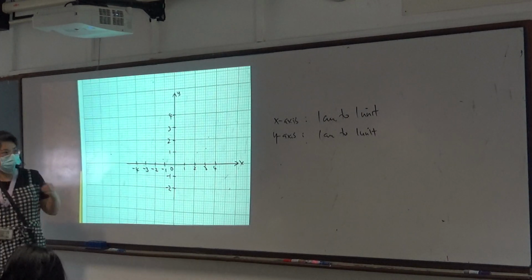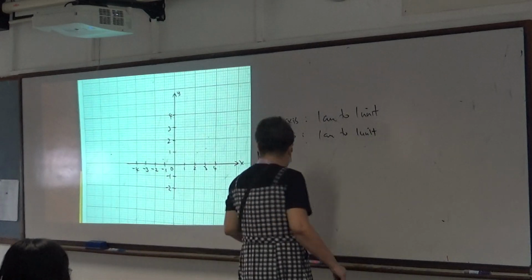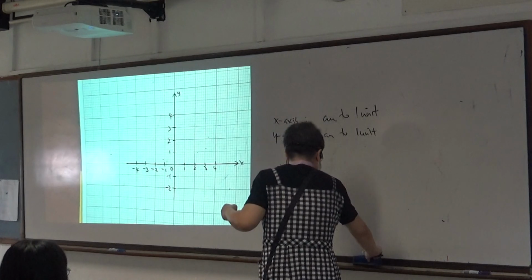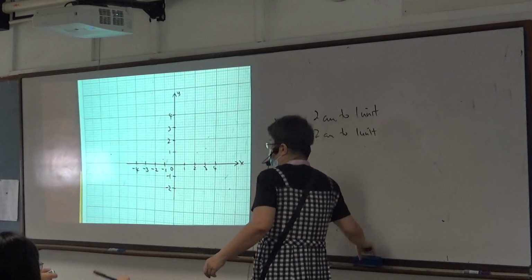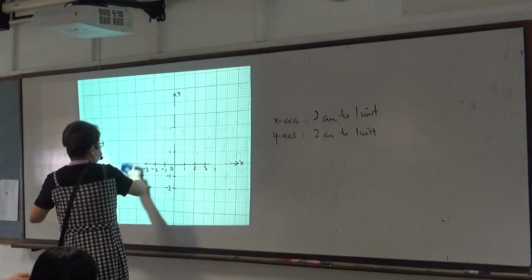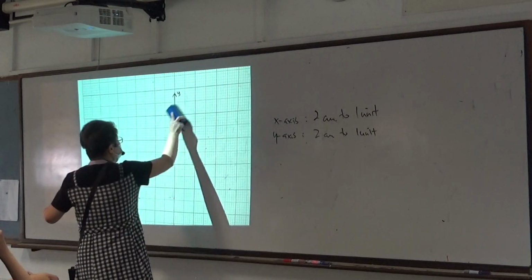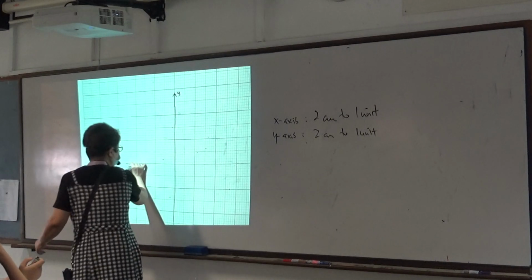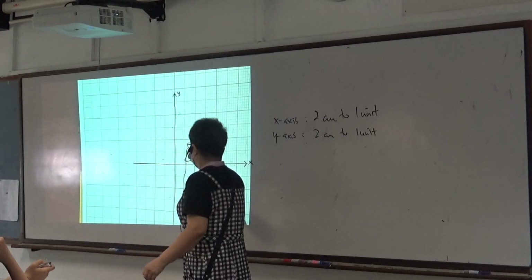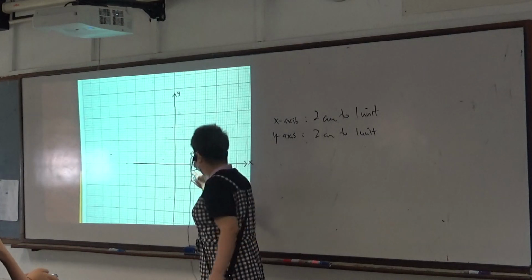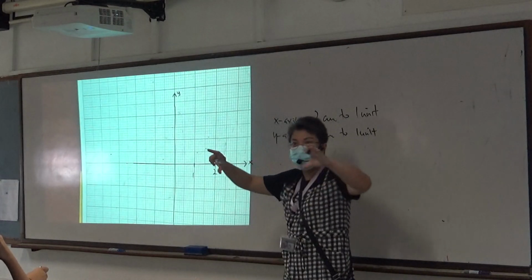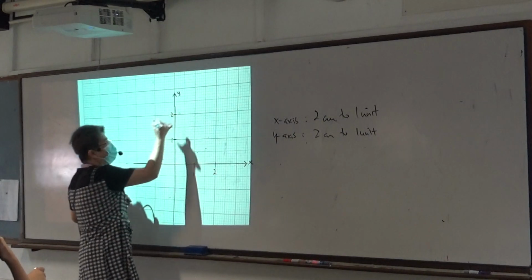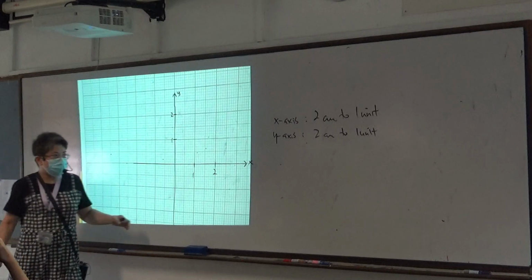Understand? Now, class, what if I want to make it bigger? What if I want to use 2 cm to 1 unit? How would it look like? What is 2 cm to 1 unit? 2 cm is here, right? Then it will be 1, 2. Then you see it becomes bigger. Then the y-axis also 1, 2. It becomes bigger.